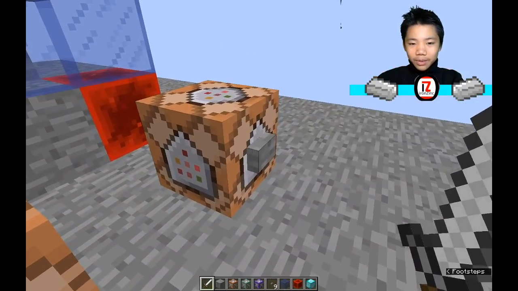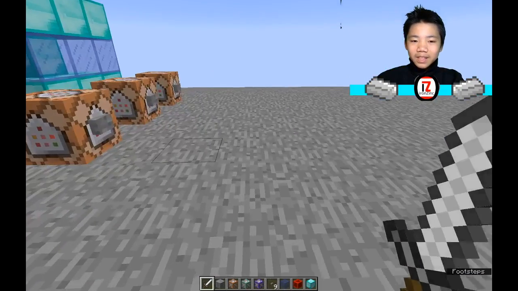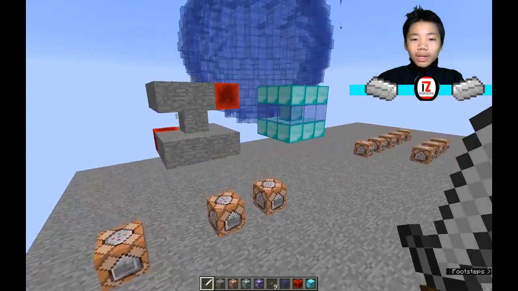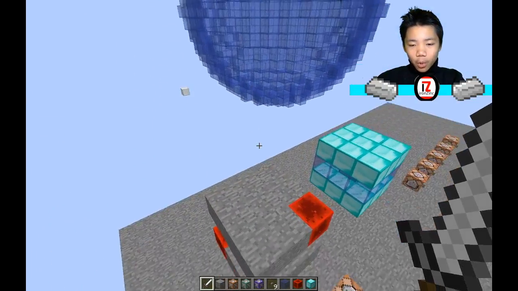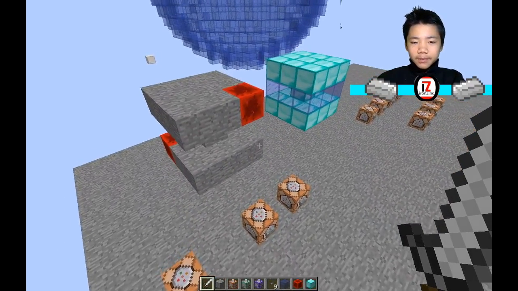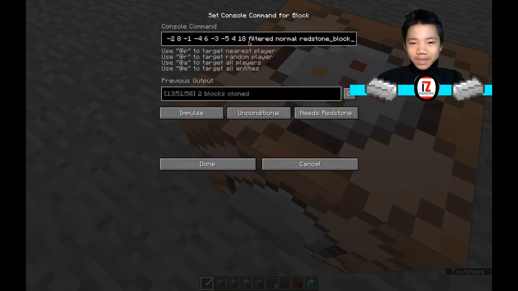Now let's quickly reset this one. And there's one last mode, filtered. What the filter mode does is let you clone only certain blocks, which means if you're trying to filter something, like, actually let me just show you the command straight away. Same command as before, filtered. It says filtered here.